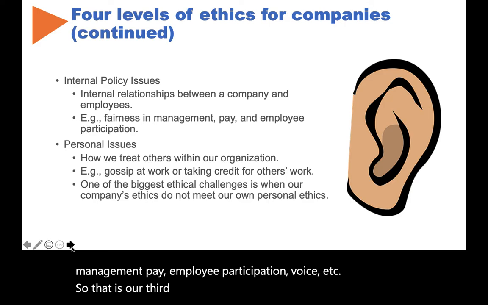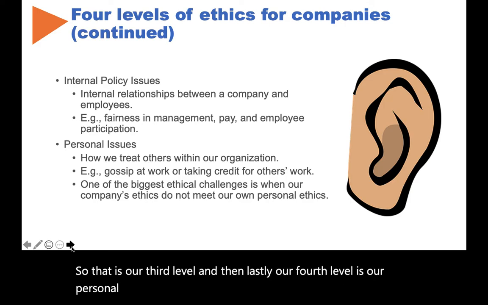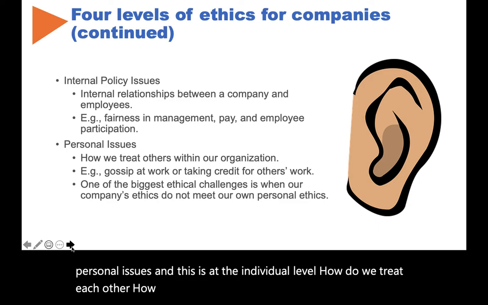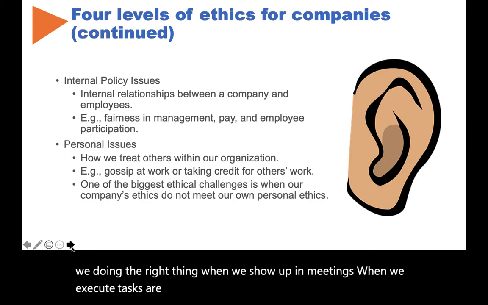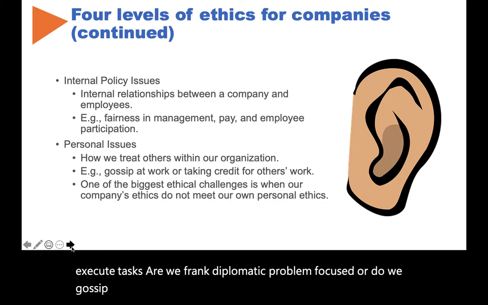And then lastly, our fourth level is our personal issues. And this is at the individual level. How do we treat each other? How do we treat other people within our organization? Are we doing the right thing when we show up in meetings, when we execute tasks? Are we frank, diplomatic, problem-focused? Or do we gossip, manipulate, and hurt, right?